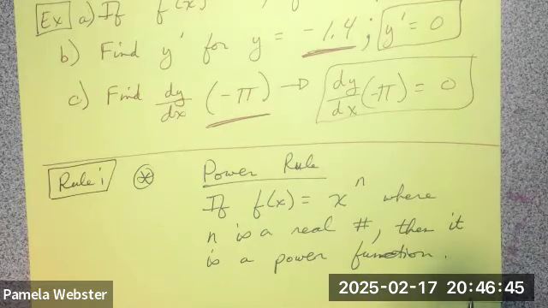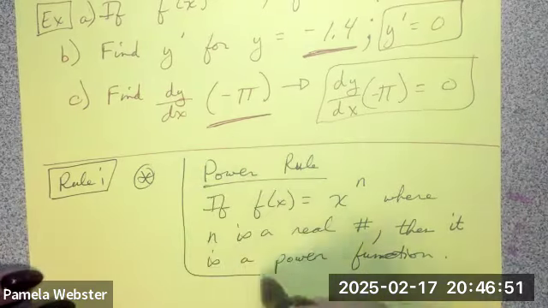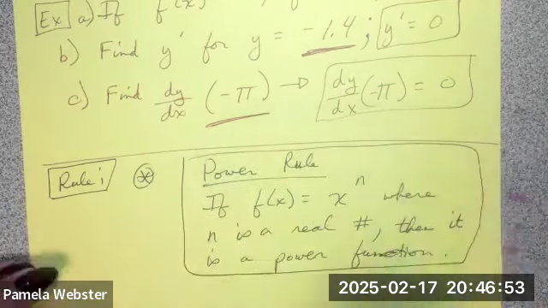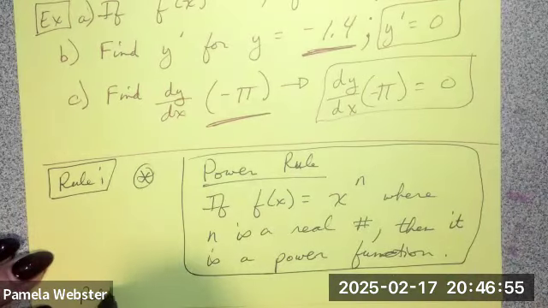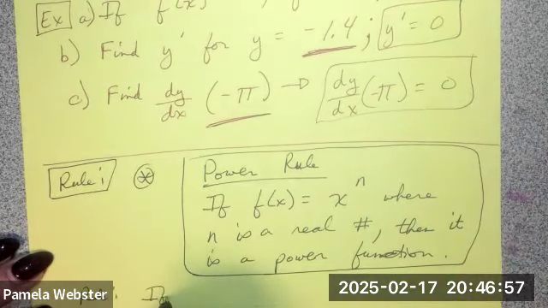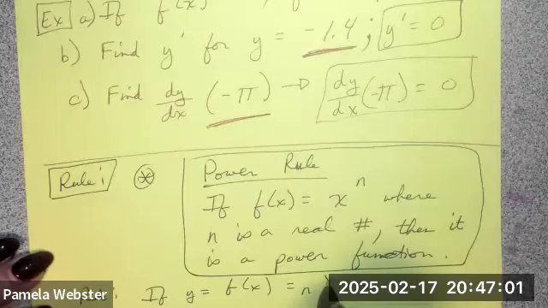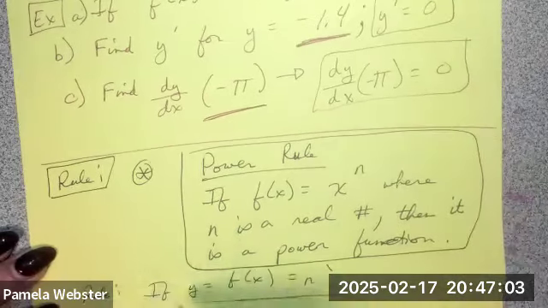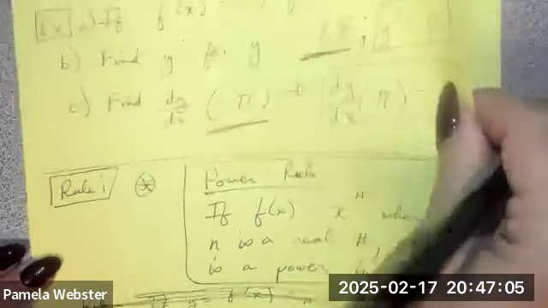Okay. It is a power function. That's what we know. That's what a power function is. Okay. So your rule goes like this. If y equals f of x equals x to the n. Oh, I'm sorry. Let me start over. It's because I'm out of space and I was trying to cram it. Okay. Sorry.